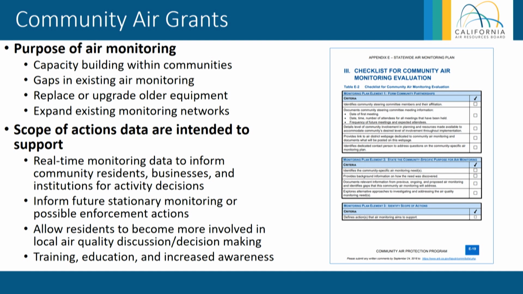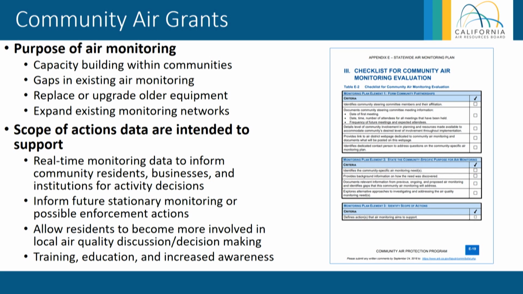And the general scopes of actions that these plans and grants are trying to achieve are information to the residents, businesses, or institutions around air quality activity. So school flag programs, can the kids go out for recess and things like that. Also to possibly inform future stationary monitoring or enforcement actions, to create some data to bring to that discussion.